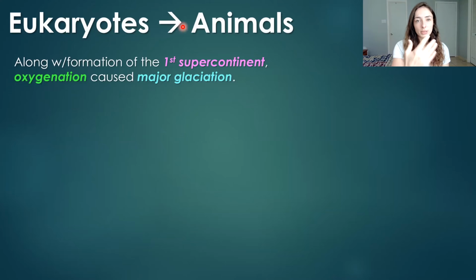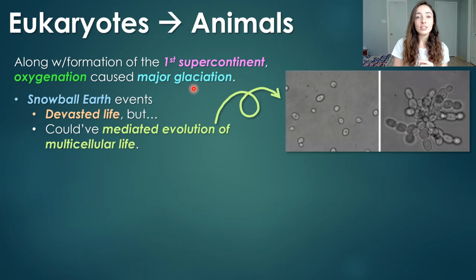And like I mentioned a couple slides ago, eukaryotes began to not only evolve, but also diversify during and after these oxygenation events. And actually, along with the formation of the first supercontinent, Rodinia, oxygenation caused major glaciation. And these snowball Earth events, which there were a few major ones that I talk about in my snowball Earth events video that I'll link up here to the top right if you want to check out, devastated life, but they might have mediated the evolution of multicellular life.